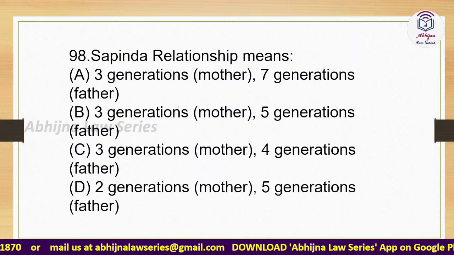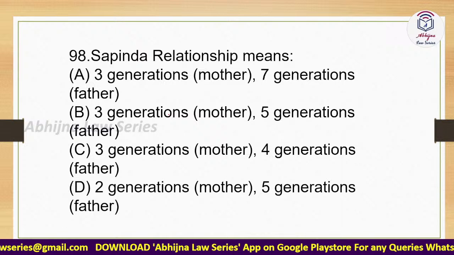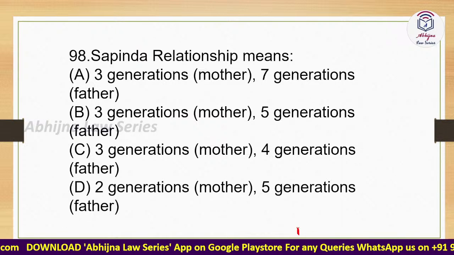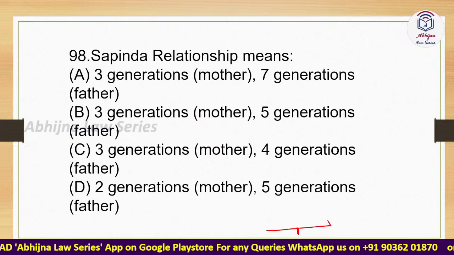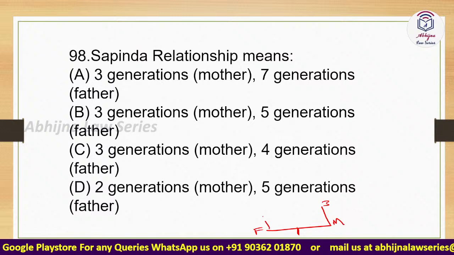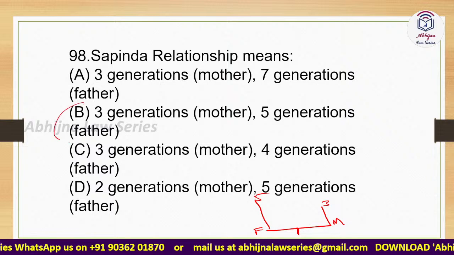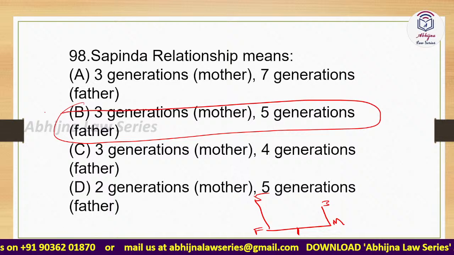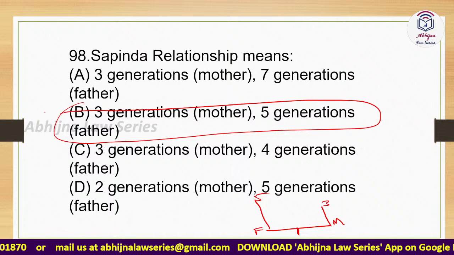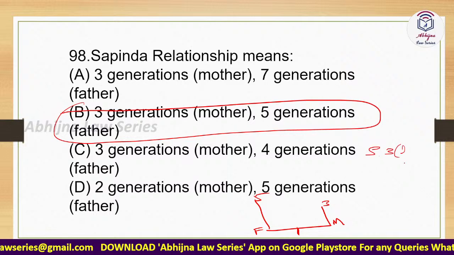So what do you mean by sapinda relationship? Sapinda relationship is where, from a person, it is calculated up to the third generation from the mother and up to the fifth generation from the father. That is said to be sapinda relationship, as per the Hindu Marriage Act. B is the answer here. Section 3(f) provides that particular definition.